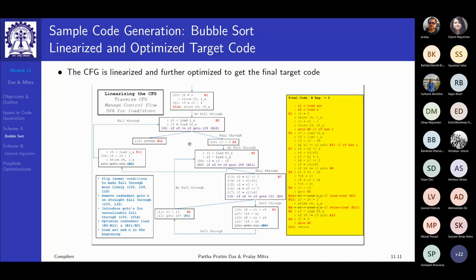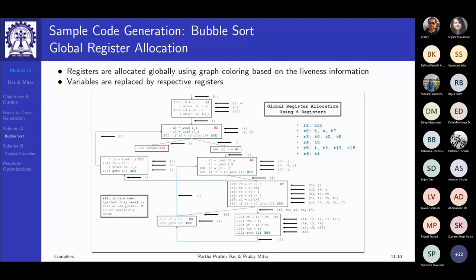Now, a few things may be observed here while you do this linearization. Let me go back one step. Specifically, look at block B2, whose last statement is a conditional jump. The statement 102 is: R5 less than R3, go to 106. Otherwise, you go to 133. Right. This is what I originally had.